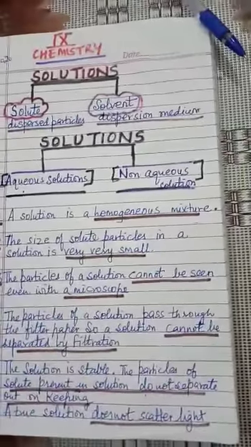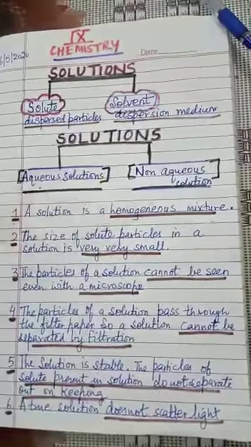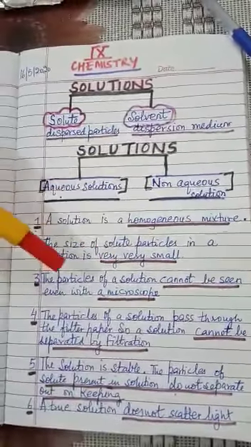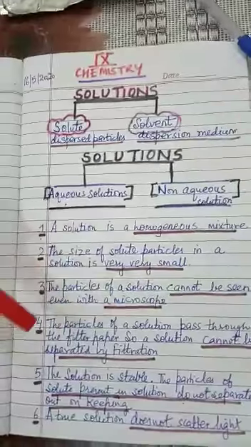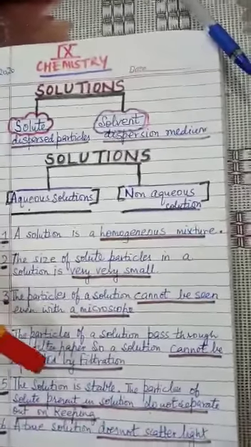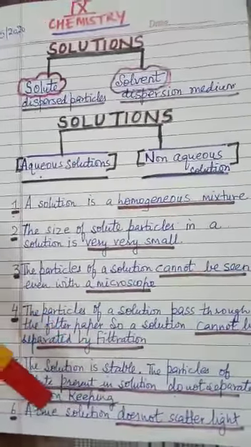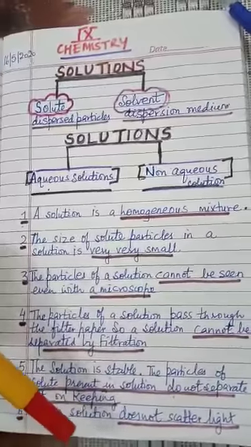Now, we will state some of the properties of solution, which are as follows. A solution is a homogeneous mixture. The size of solute particles in a solution is very small. The particles of a solution cannot be seen even with a microscope. The particles of a solution pass through the filter paper, so a solution cannot be separated by filtration. The solution is stable. The particles of solute present in solution do not separate out on keeping. A true solution does not scatter light.